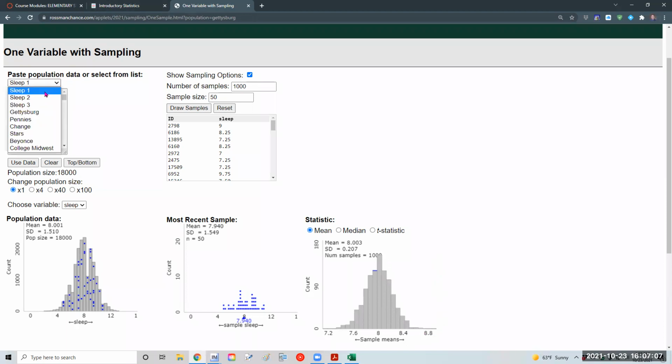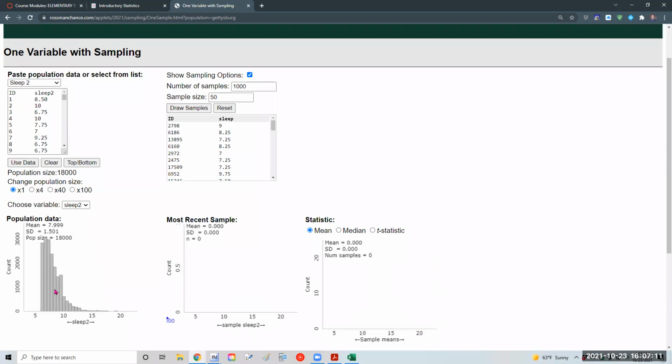Okay, the other point the book was trying to make, let's take a look at this example. I've got a second variable called sleep2. It's also the sleep numbers for 18,000 people, maybe on a different night. And this is the graph of those sleep numbers. You can tell that the population data is skewed to the right, since there's a tail forming on the right.